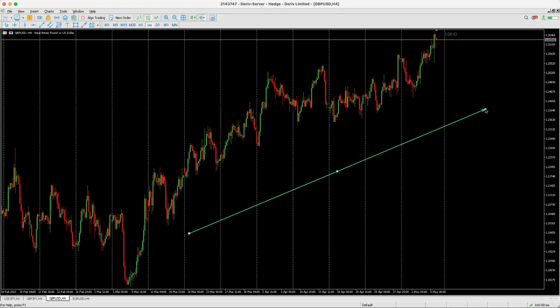Now that we're in an uptrend, I'm going to go down to the H4 time frame. From the H4 time frame, I'm going to place my line like this. Remember, I know that we are in an uptrend, but I only want to focus on what's going to happen during this week. Everything here does not matter to me. All that matters to me is what's going to happen here.